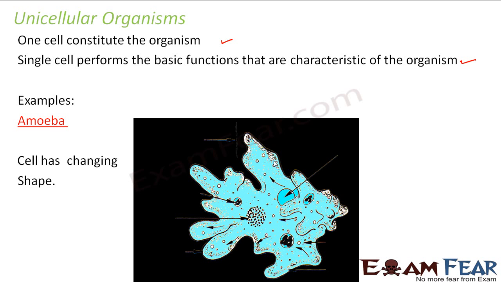Here it has a single cell, and that cell decides the shape of the amoeba. When that cell changes its shape, the amoeba also changes its shape. So amoeba is an example of a unicellular organism. Here the intake of food, the digestion of food, the excretion, all these functions have to be performed by the single cell. The single cell is capable of performing the functions which are needed in due course of time.